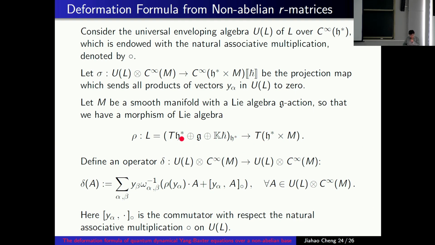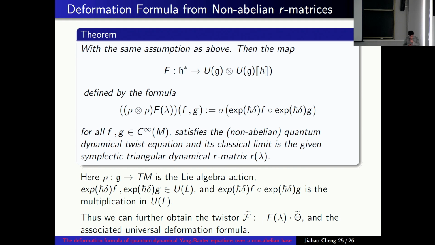With this data in hand, you can define the operator delta. So delta is an operator from UL tensor C^∞(M) to itself, and the explicit formula of delta is given as follows. Here we have used the symplectic form corresponding to the symplectic dynamical r-matrix. Here ρ(y_α) is just this Lie algebra action map. Here we use the commutator of y_α with A, where the commutator is taken with respect to the associative multiplication circle on UL. Okay, we define such an operator.